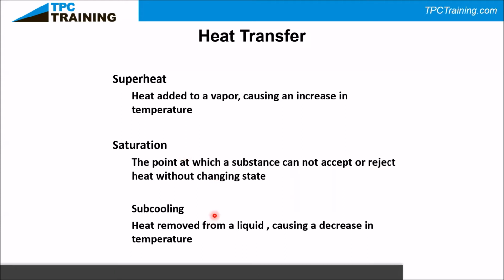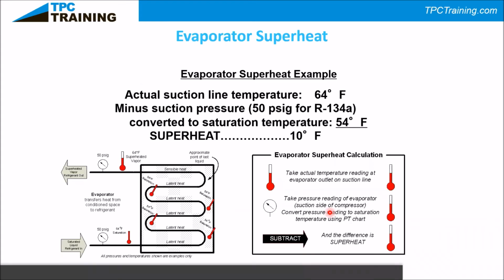Subcooling is heat removed from a liquid, causing a decrease in temperature. So what we're doing now is taking the condensing liquid, and once it's gone from being a vapor and liquid mix to 100% liquid, how much extra heat are we giving off? The reason we want to make sure we do that is because we want 100% liquid feeding into our expansion device. The expansion device wants 100% liquid feeding into it. If it's a mixture, it's not going to drop the pressure down enough to establish a lower temperature, lower pressure going into our evaporator.